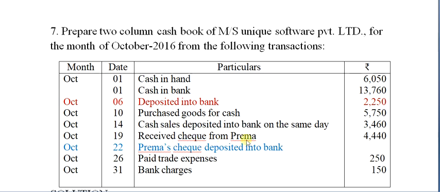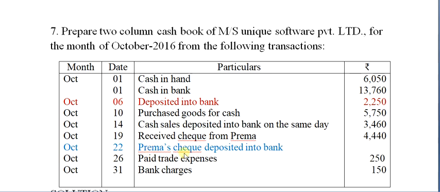October 19th, received cheque from Prema 4,440 is there. When we are receiving the cheque from Prema, we need to see whether we have deposited it on the same day. If we are depositing on the same day, it should be treated as a cheque. If we are not depositing on the same day, it should be treated as cash till the deposit takes place. On October 19th, we received the cheque from Prema, but we are not depositing on the same day, so it should be treated as cash balance itself, 4,440.